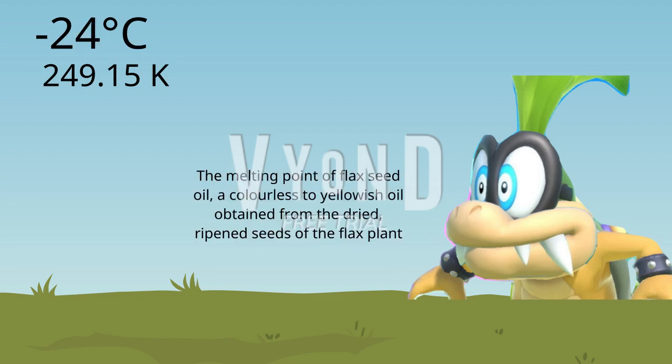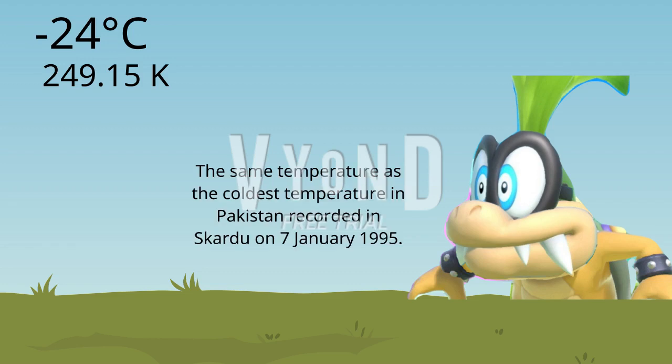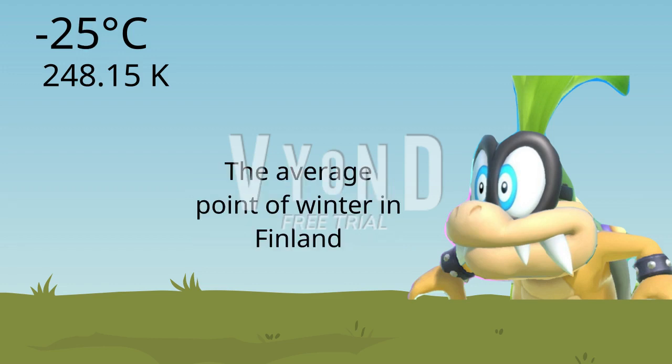The melting point of flaxseed oil, a colorless to yellowish oil obtained from the dried, ripened seeds of the flax plant, is -24 degrees Celsius, or 249.15 Kelvin. The same temperature as the coldest temperature in Pakistan recorded in Skardu on the 7th of January 1995.